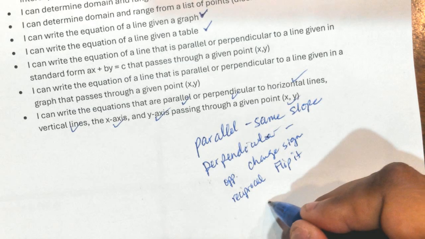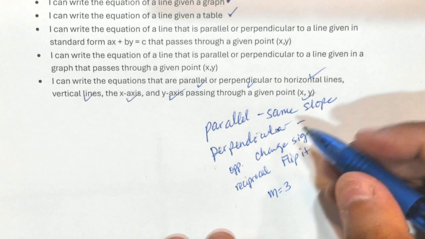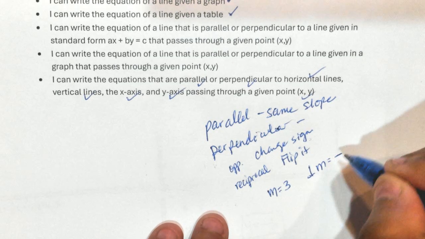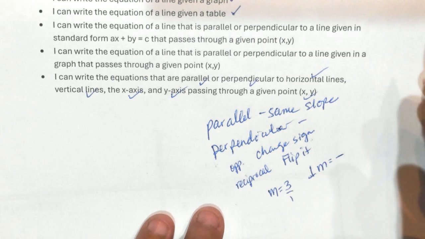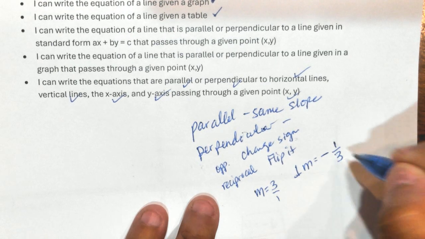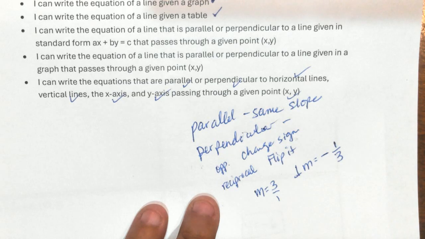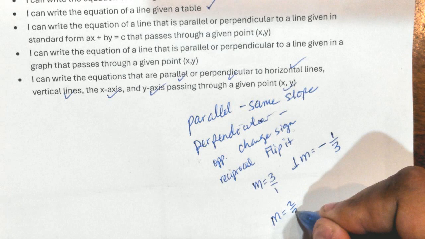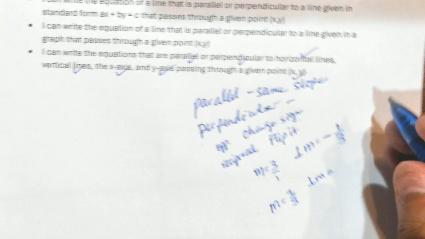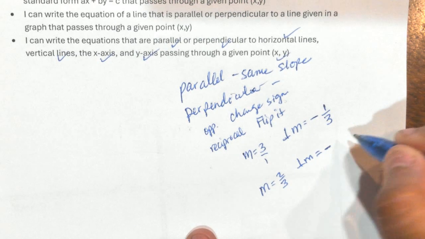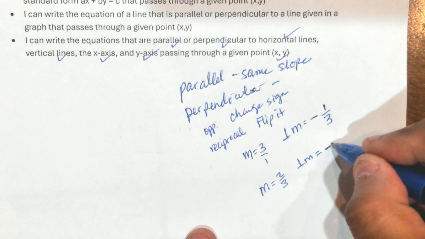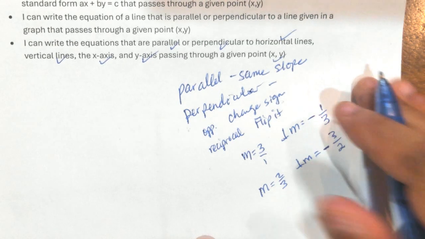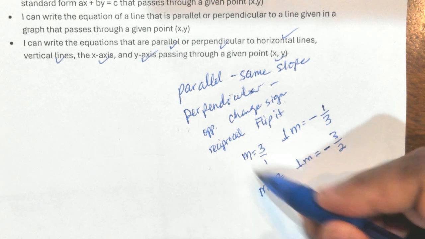That means that if my slope is 3, my perpendicular slope is going to be opposite sign, so it's going to be negative, and I have to flip this. Well, this is 3 over 1, so my flipped fraction, my reciprocal, would be 1 over 3, 1/3. So if my slope is negative 2/3, my perpendicular slope is going to be positive 2/3. My slope will be a negative, and then flip it, 3 over 2. My parallel slope is just going to be the same slope. The slopes are equal.